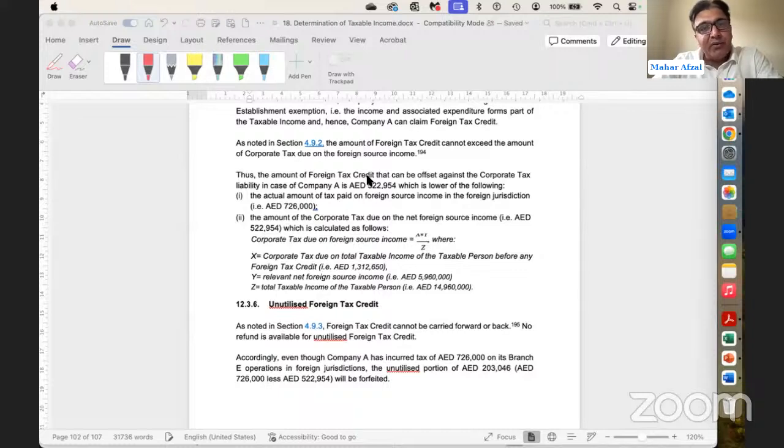Okay, it all depends on whether you are following the cash basis of accounting or the accrual basis of accounting. If you are following the accrual basis and you have accrued the income, subject to the conditions of IFRS 15 or 16, whatever is applicable, and those conditions are satisfied, then that income will be considered income in the previous period.